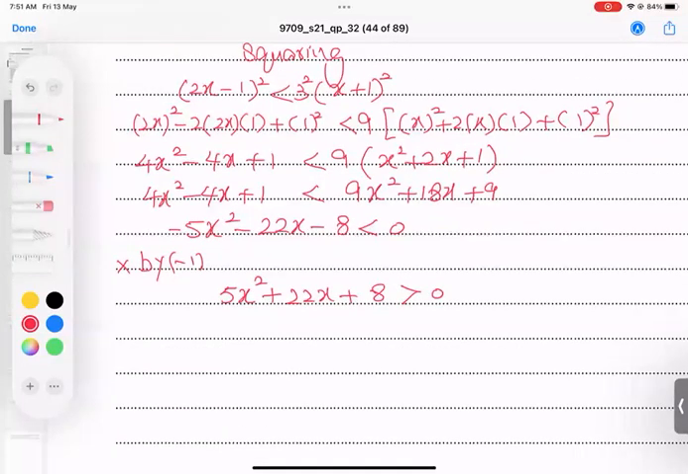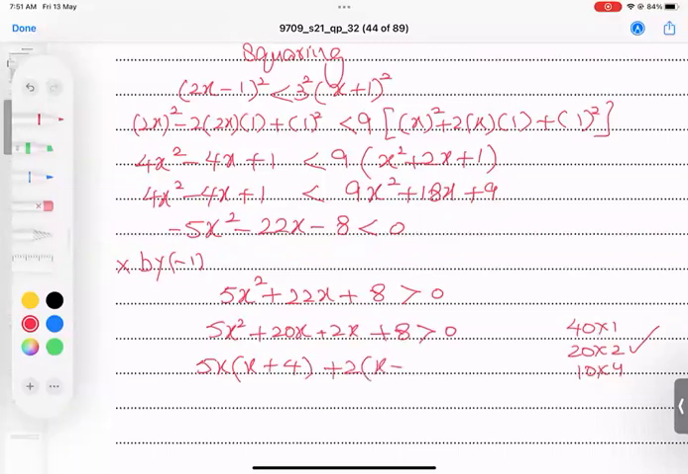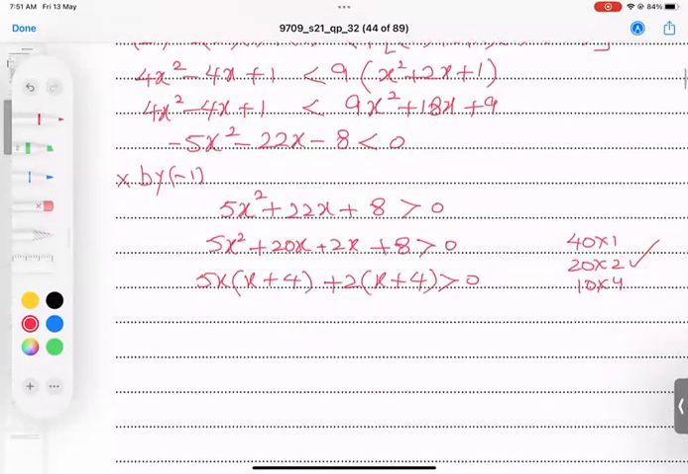So how many possible factors? 8 5s are 40. So 40 into 1, 4 and 10 are 40, 10 4s are 40, but I think this is suitable. And plus 20x, negative 2x, plus 2x. So 5x common out, plus 2 common, and x plus 4. So after this, x plus 4 common out, and 5x plus 2 left.